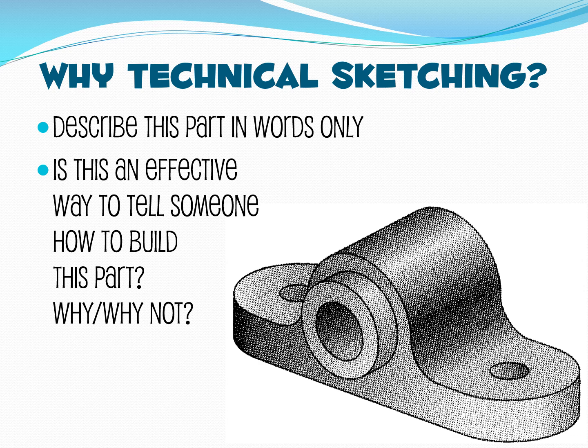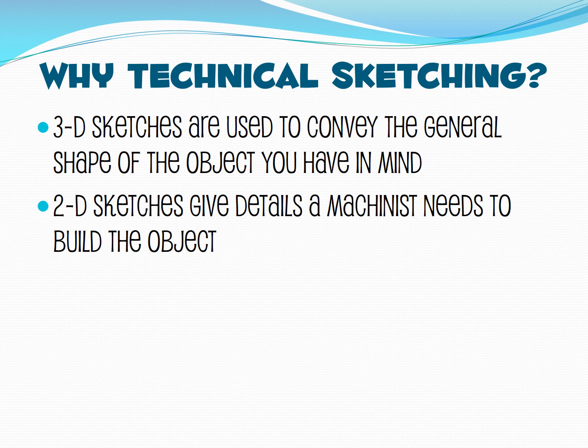It's likely you think that that's not an effective way, because perhaps it's difficult to get enough detail in using just words. And that points to why we need something like technical sketching. With technical sketching, three-dimensional sketches are used to convey the general shape of the object that you have in mind, and two-dimensional sketches give details that a machinist may need to build the object.